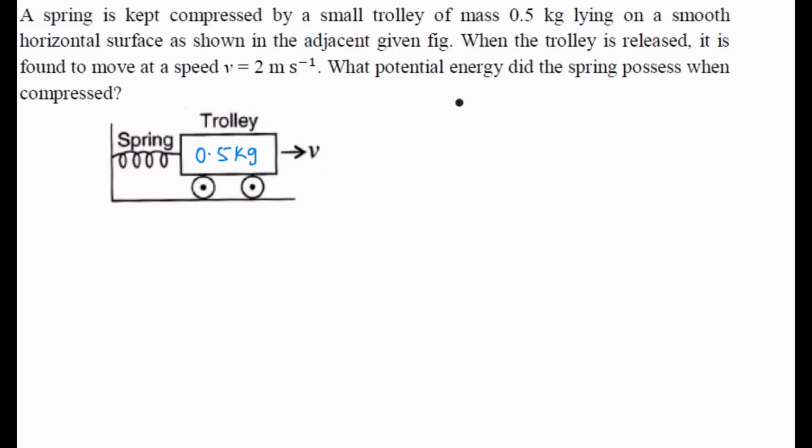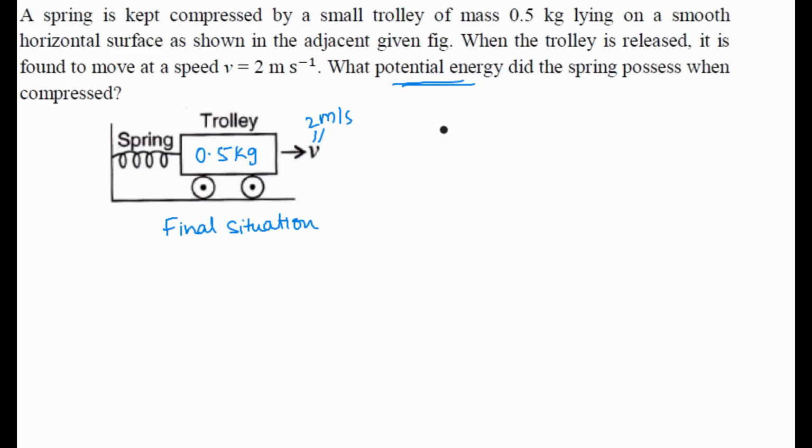Lying on a smooth horizontal surface as shown in the adjacent given figure, when the trolley is released, it is found to move at a speed of 2 meter per second. So velocity is 2 meter per second. This is like the final situation. The situation given in the figure is final. Now what we need to find out is, what potential energy did the spring possess when compressed?